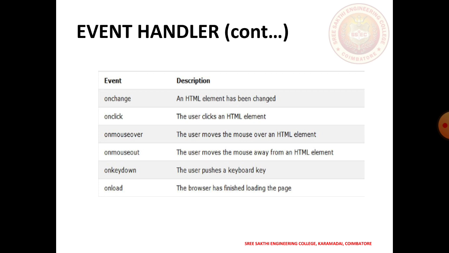onchange: an HTML element has been changed. onclick: the user clicks an HTML element. onmouseover and onmouseout: the user moves the mouse over or away from an HTML element. onkeydown: the user pushes a keyboard key. onload: the browser has finished loading the page.